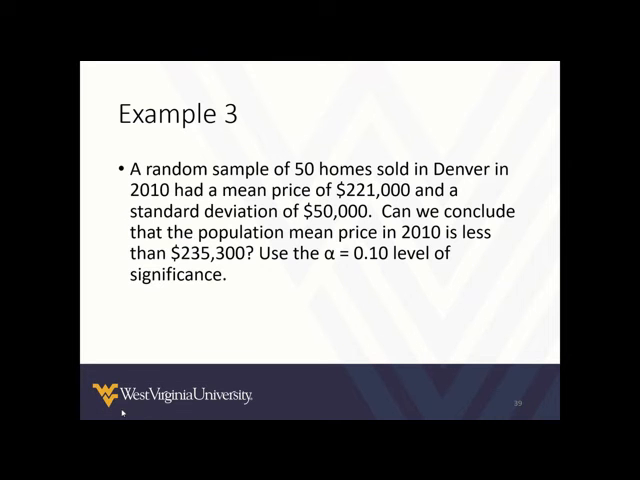Example 3. A random sample of 50 homes sold in Denver in 2010 had a mean price of $221,000 and a standard deviation of 50,000. Can we conclude that the population mean price in 2010 is less than 235,300? We'll use alpha at the 10% level for this one.